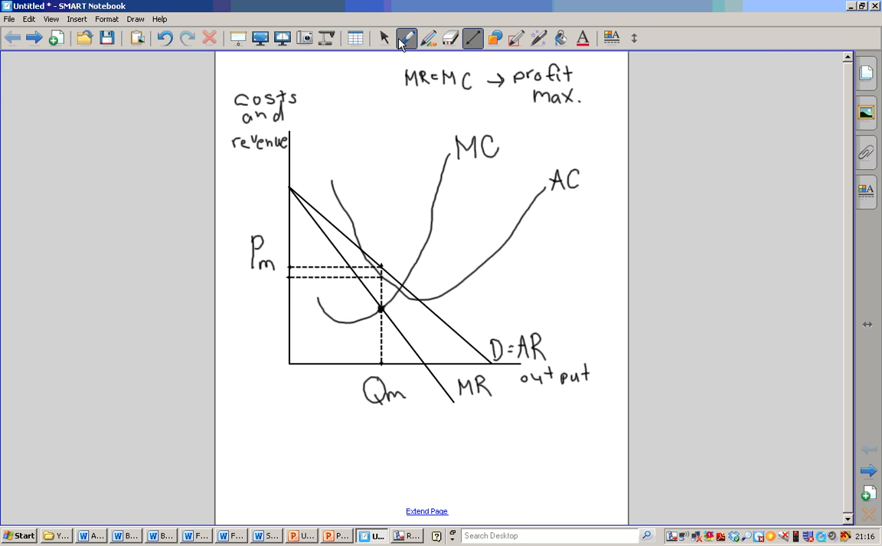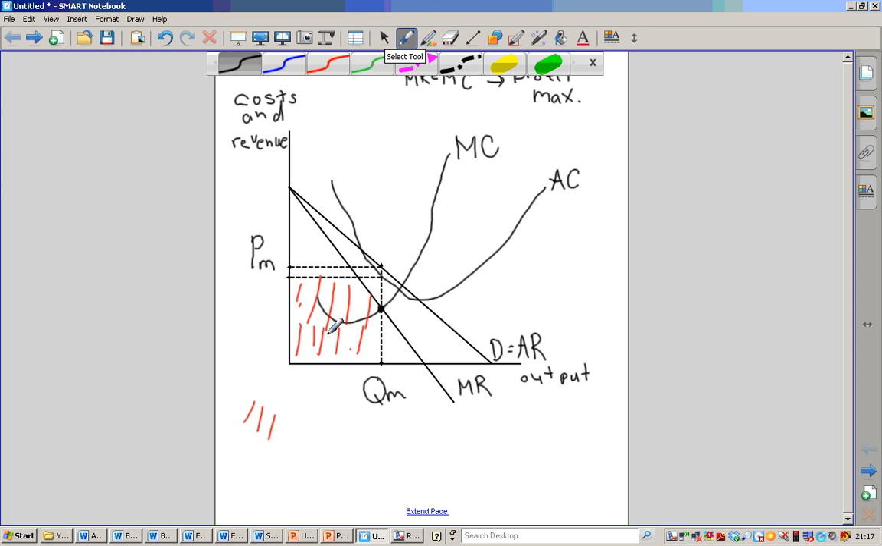All right, so now I'm going to show you why I'm doing this. At this area that I'm about to shade red, or just quickly dash red, this is awful, but you'll get the point in a second. That is what's known as normal profit.